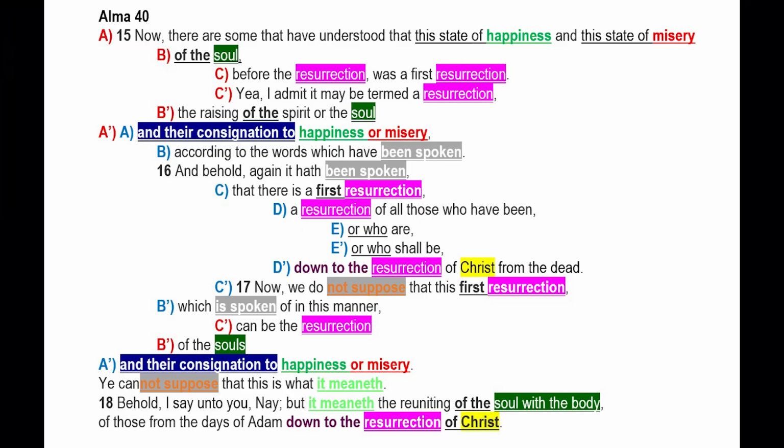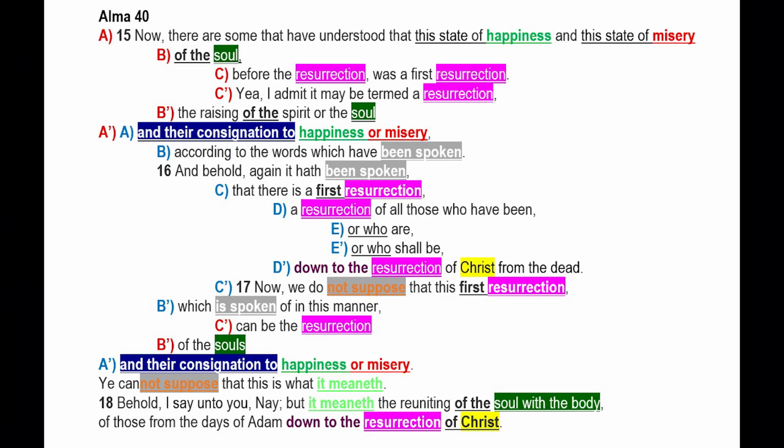And it's a short little chiasmus. But you're going to see down below, they're going to repeat the C prime and B prime terms. So they're going to say, can be a resurrection of the souls and their consignation to happiness or misery. So he's going to repeat that a second time down below and embed it in the blue chiasmus, which is kind of interesting. So we're going to look at the blue chiasmus next.